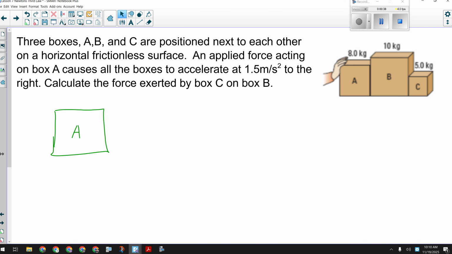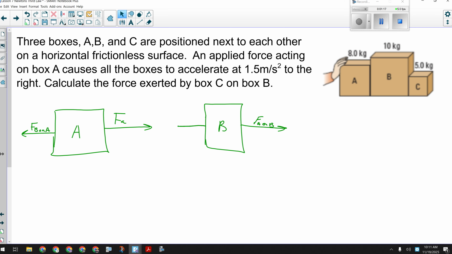So we had box A, and we knew that there was this force, that was the applied force from the hand, pushing A to the right. Because A pushes on B, B pushes back on A. That's the action-reaction pair. That's the reaction part of the pair. For box B, we had the force of A on B. That's the action. This is the reaction. Those two forces are part of a pair.